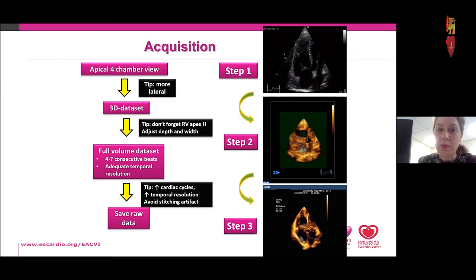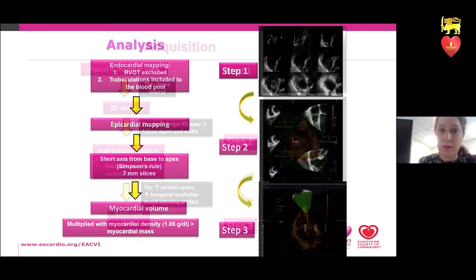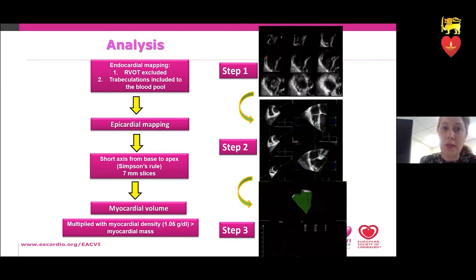Also, in order to have increased temporal resolution, try to increase your cardiac cycles. I haven't seen many studies in the literature using real-time 3D to assess the volumes, but we use 4 cycles in order to increase temporal resolution and avoid stitching artifact. Then you take the full volume and you save the raw data, and then you do endocardial mapping, but the limitation here is that you exclude the RVOT.